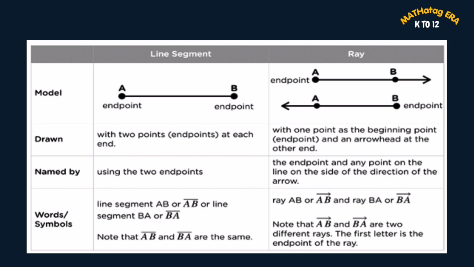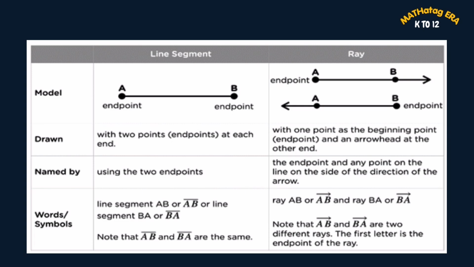A line segment is named using its two endpoints. For example, we write line segment AB or line segment BA. Notice that both names refer to the same line segment. Ibig sabihin, ang AB ay equal sa BA when referring to a line segment.